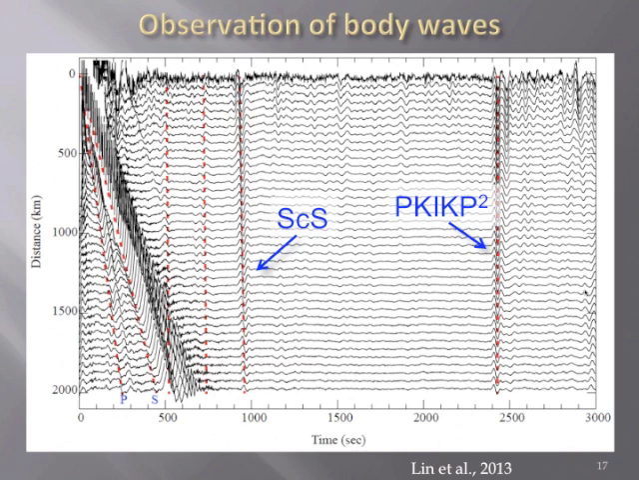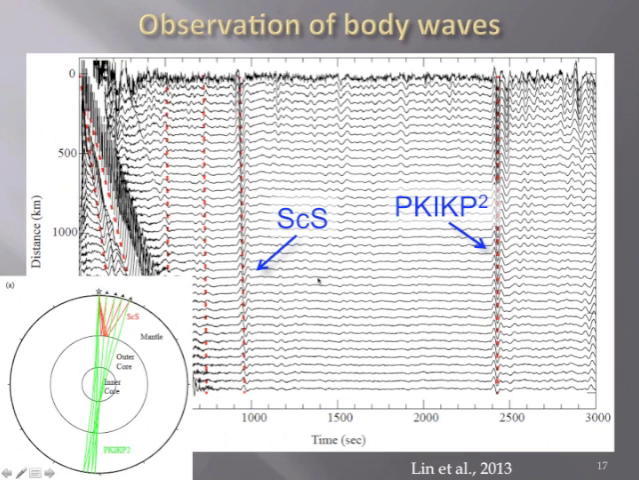Here is an example where we stack all the cross correlations within the USArray and sort them based on different distance, here from 0 to 2,000 kilometers, and the time is from 0 to 3,000 seconds. Besides the Rayleigh wave signal over here, we can actually also start to see a lot of other phases. For example, here is the SCS phase, here is the PKIKP phase, which are both body wave phases predicted by the 1D model.